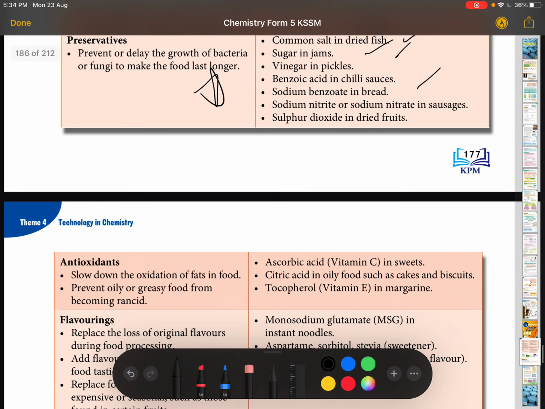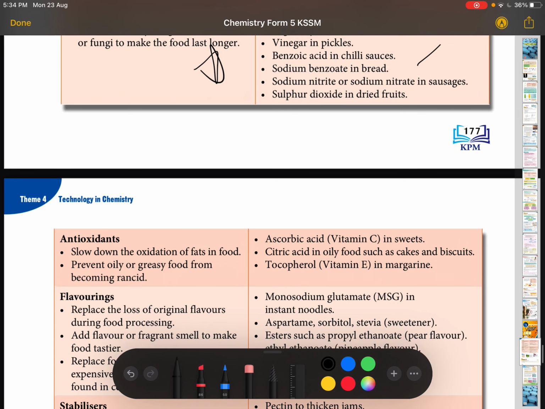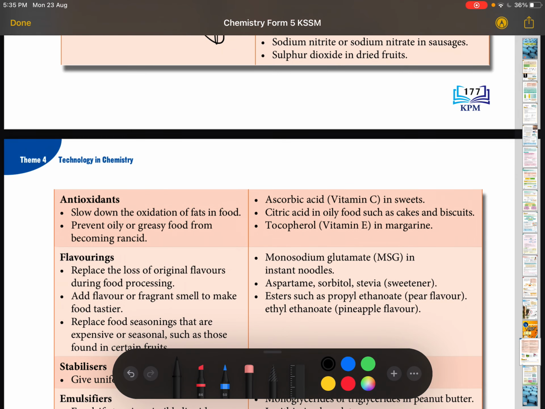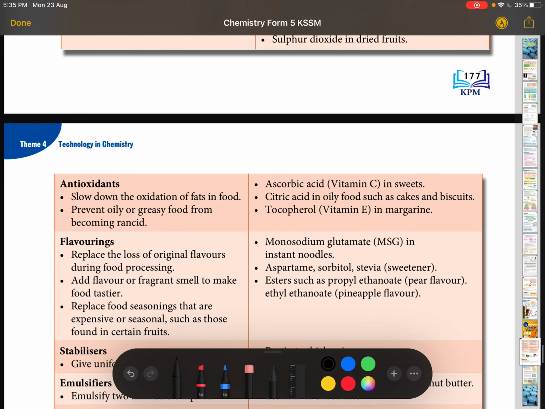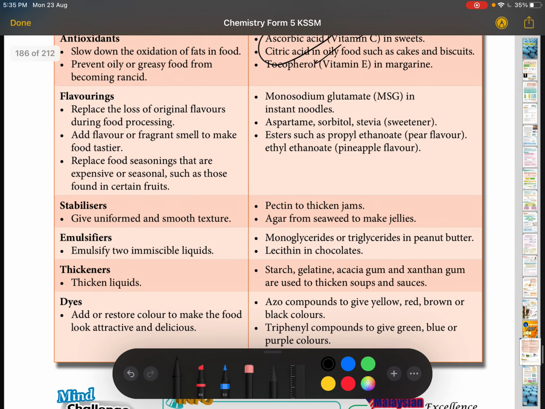Next is antioxidants. Antioxidants make the oxidation process slower. Normally these things are acids, and they prevent the food from becoming rancid. Basically, rancid means it becomes very icky, or it just tastes bad, and that's because of oxidation. Food becoming rancid is actually oxidation. The examples are vitamin C or ascorbic acid, citric acid, and tocopherol. If I were you, I would memorize these two.